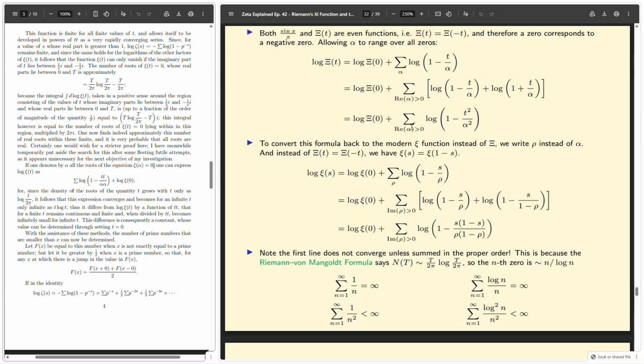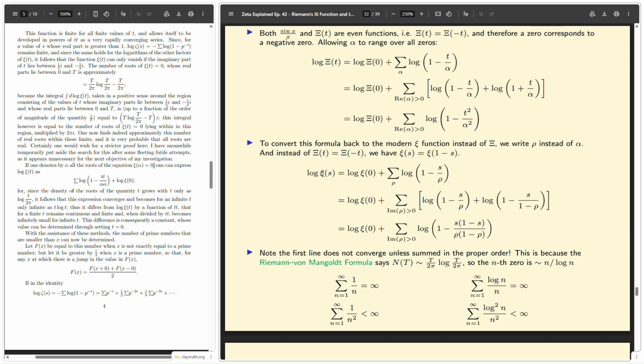And then if you want to return to the modern xi function instead of the old Riemann xi function, we're going to write the letter rho instead of alpha to denote the zeros of this xi function. And then instead of this symmetry of even functions, we have xi of s is equal to xi of 1 minus s. And therefore, we have almost the same thing as above. So we get this function, but this looks a little bit different. It's a little bit more complicated.